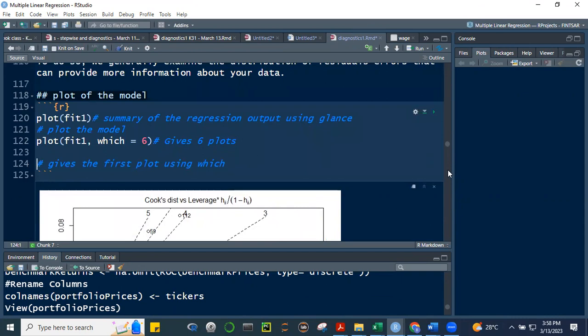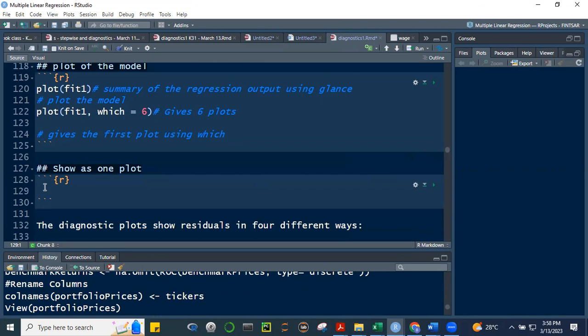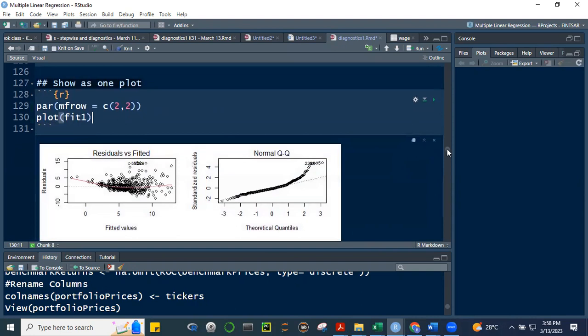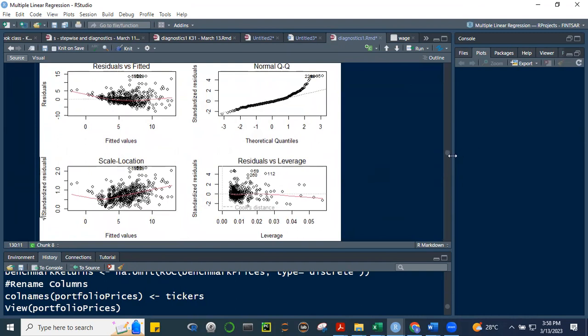Okay, if you want to see all the plots together in one, we can make use of the partition function. So you have par, which means partition, and let's identify the number of rows. C is 2 rows and 2 columns. And then we write plot fit1. Now this will give us a plot that includes 4 of the plots, which you can find in plot fit1.